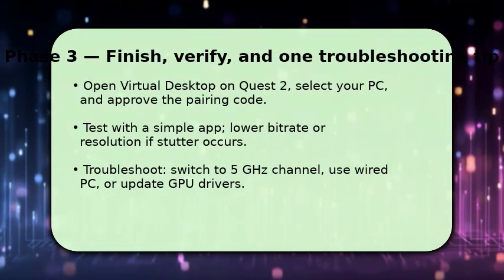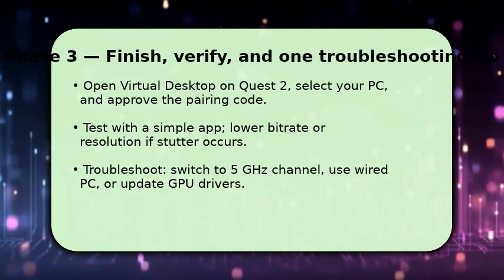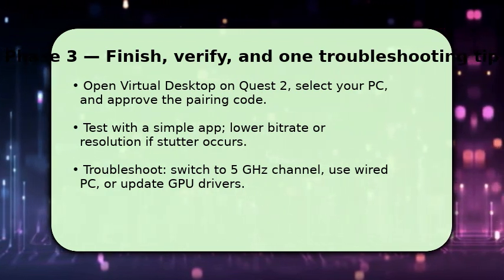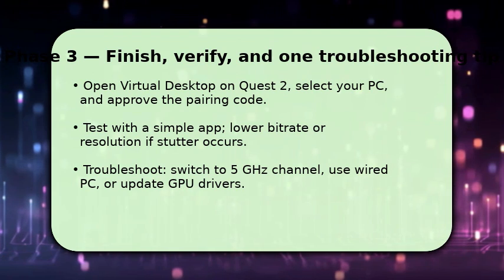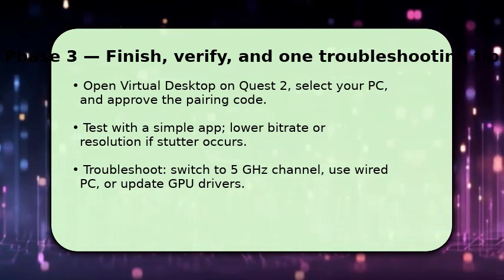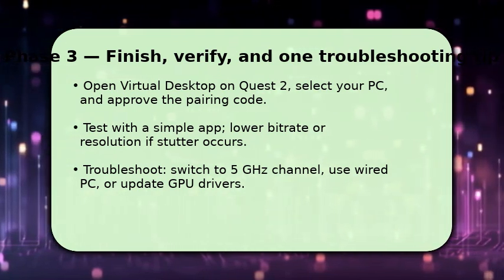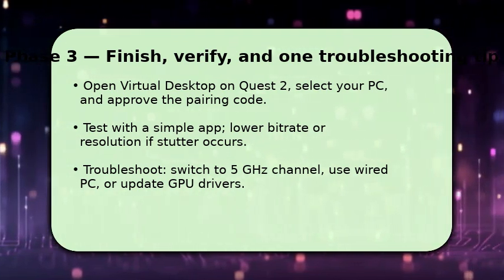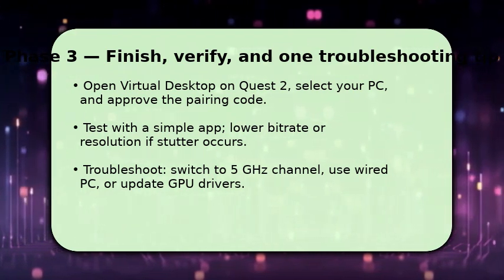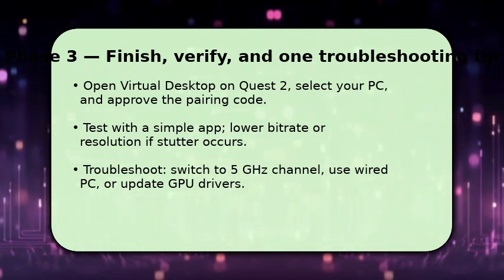Now pair and optimize. Open Virtual Desktop in the Quest 2, find your PC in the list, and approve the pairing code shown on both devices. This establishes the secure stream. Test with a light application to confirm smooth tracking, and if you notice stutter, lower the bitrate or resolution in the streamer settings. If problems persist, try troubleshooting, switch router to a less crowded 5 GHz channel, connect the PC via Ethernet, or update GPU drivers to resolve common connection and performance issues.